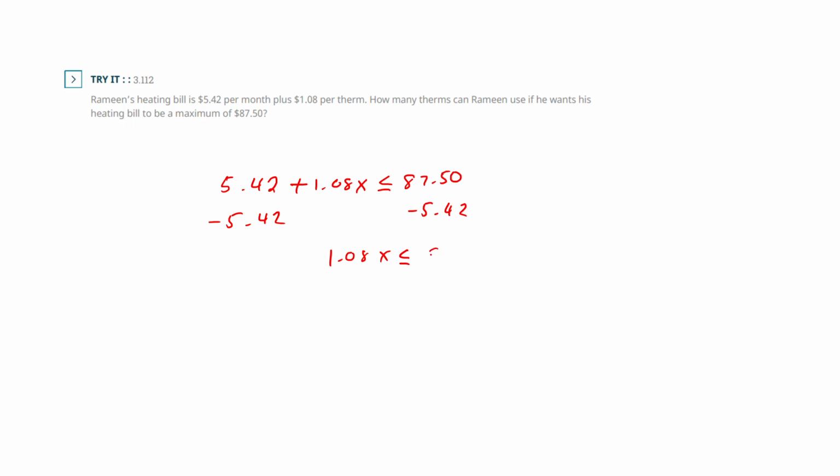So I've got 8208. Divide both sides by 108. And I get x is less than or equal to 76 therms. I'm going to write that on there just because that sounds like fun. Okay, less than or equal to 76 therms.